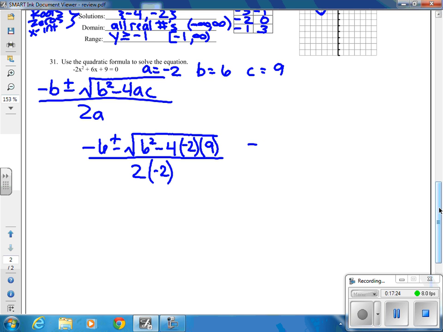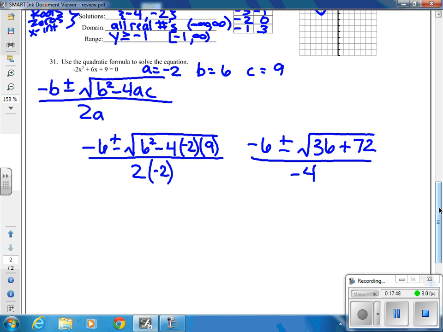Right, so we're going to leave -6 alone on the outside, keep the plus or minus sign, and then under the radical sign, I'm going to clean it up a little bit. Exponents have to go first, so 6 squared is 36, and then I have a -4 and a -2. That creates a positive. 4 times 2 is 8, 8 times 9 is 72. All right, so there are my new numbers underneath the radical. And then on the bottom, I can go ahead and clean up the bottom. 2 times -2 is going to be -4.